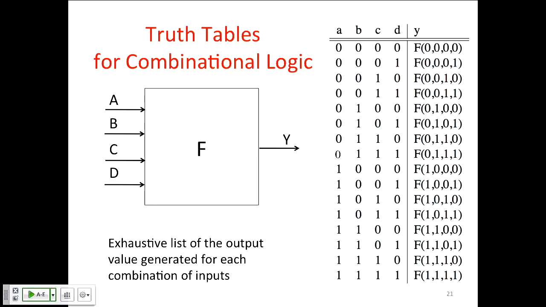how many combinations are there of input values? 4 inputs that are binary, how many combinations? 16, right? 2 to the 4. So there are 2 to the 4 rows in this truth table, and for every one of those, you need to write what is the correct output value, right? So it's kind of showing here as some function of those 4 inputs, right?